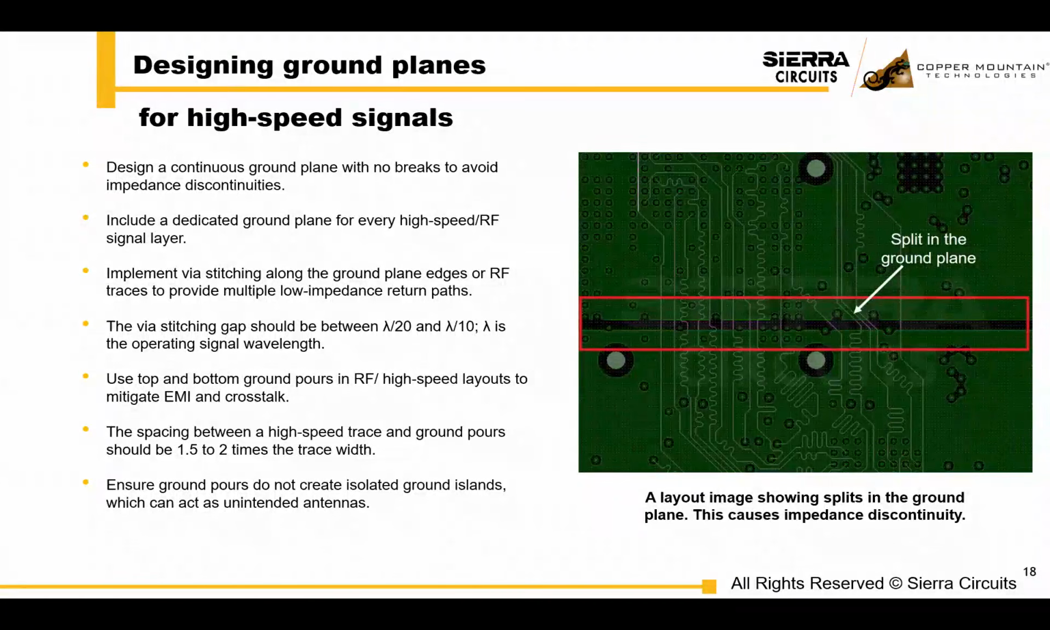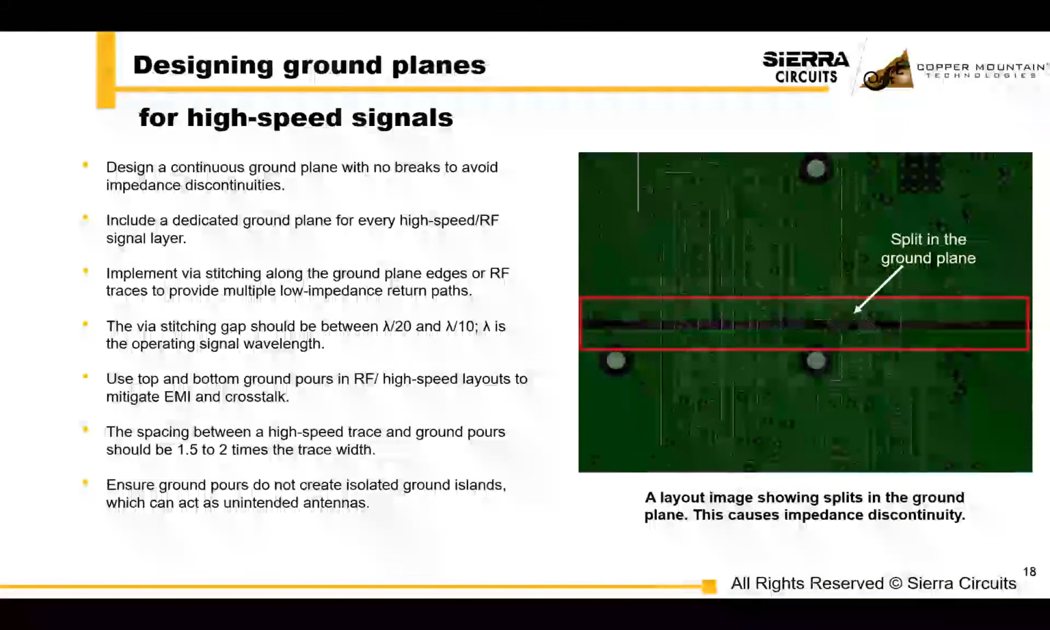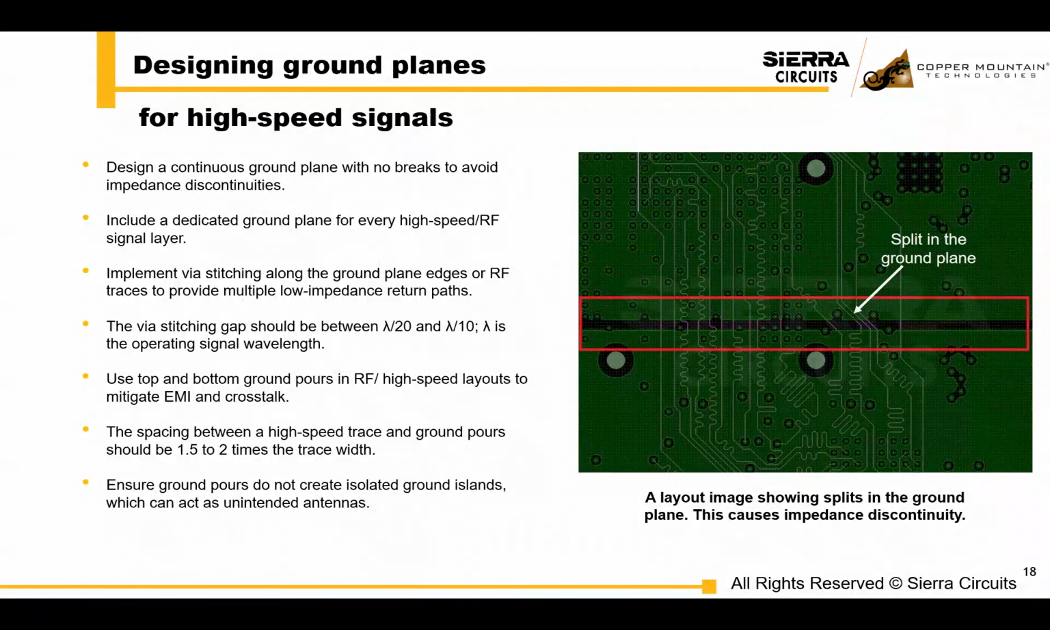You can also implement via stitching along the edges of the ground plane or around RF traces, which we've talked about a couple of times, but it's really key to achieving a good design. Via-to-via spacing depends on the specific value of lambda. Typically the via-to-via gap should be between lambda/20 and lambda/10 to avoid overlapping and interference. And there are a couple more points here specifically for via stitching.